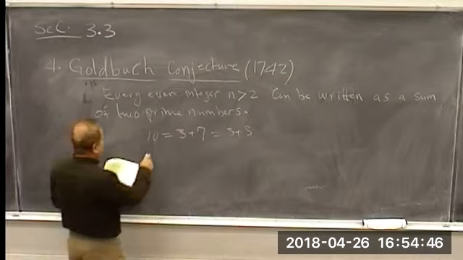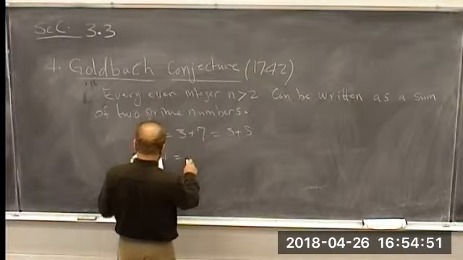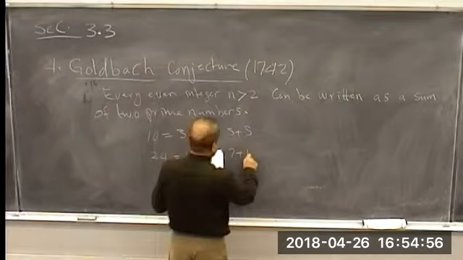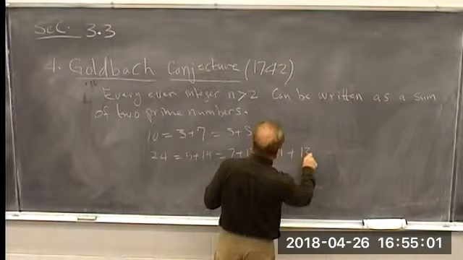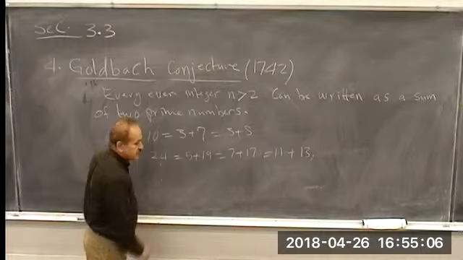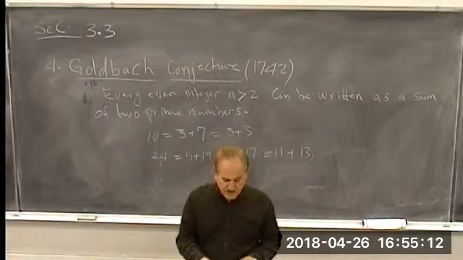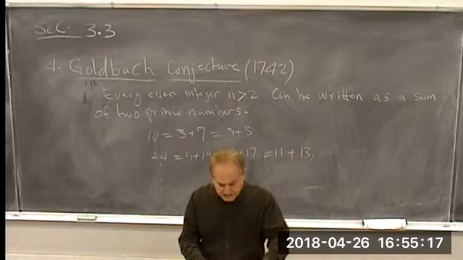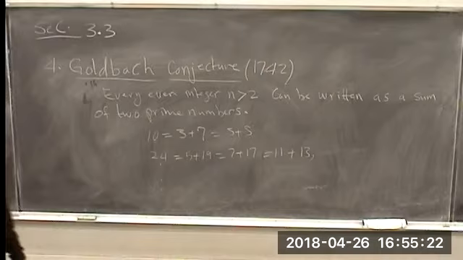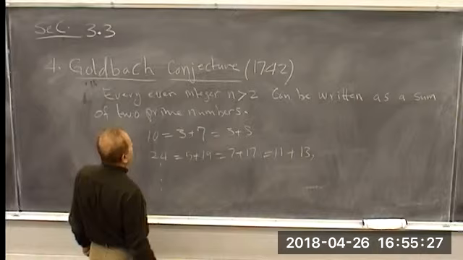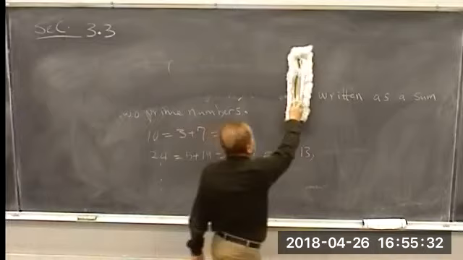And you look at 24, it has three ways we could write it: 5 plus 19, 7 plus 17, and 11 plus 13. And of course, you could continue with other numbers. But at least we can always write an even integer as a sum of two primes. Now, in earlier times, a theorem was proved that makes the conjecture more plausible, but still, a complete proof of the conjecture is not at hand, okay?